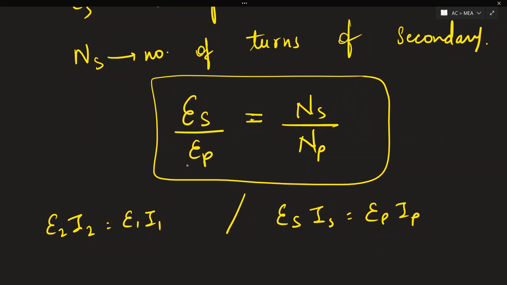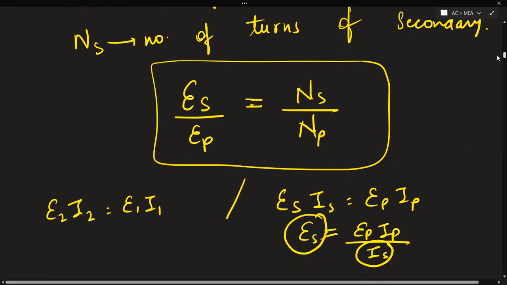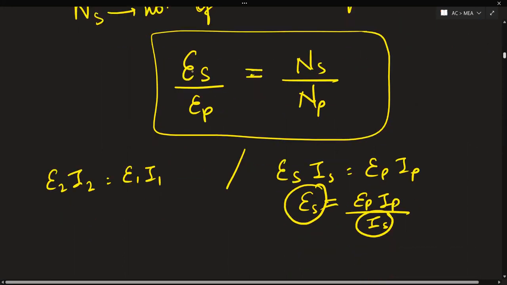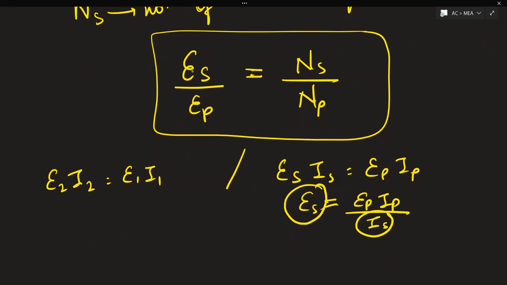From here, you will notice that it is opposite. If you shift this, this will come in the denominator. ES can be written as EP IP divided by IS. From here, you can see ES and current are opposite. So the number of turns will be exactly whatever is in the numerator. If it's secondary above, here we'll write secondary. If it is primary above, for example, if the formula is EP divided by ES, here we'll write NP divided by NS. That will be the formula.